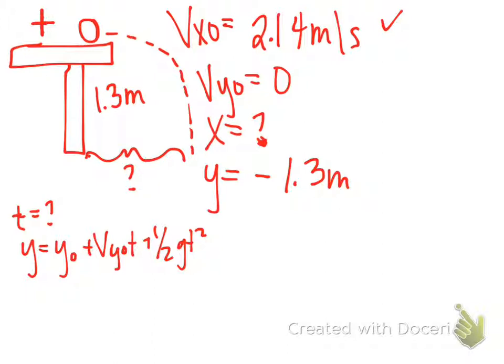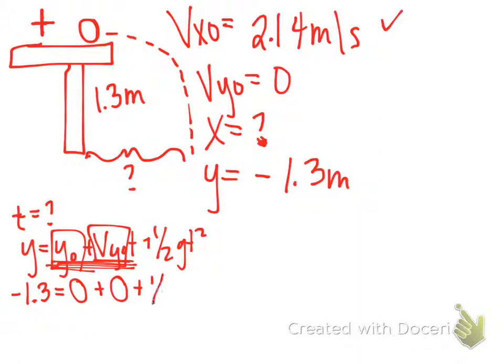We know y is equal to negative 1.3. In rolling projectiles, both of these terms would be 0 because we know v sub yo is 0, and we know y sub o is 0. So for a rolling projectile, both these terms can be dropped. So we're just going to have 1/2 times negative 9.8 times t squared.